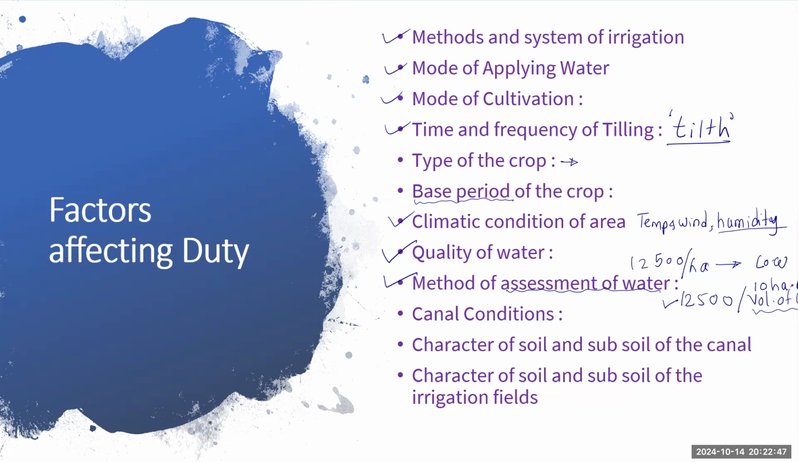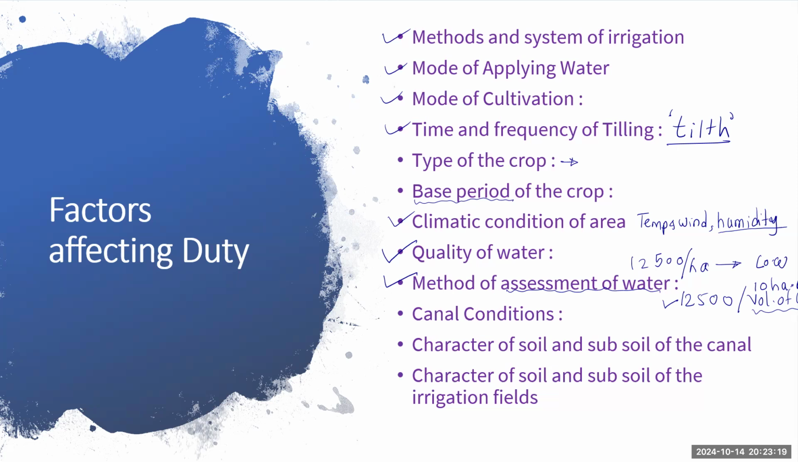If we compare these two systems of irrigation, then in flow irrigation, the length of canal is more, and that's why the duty will be less. Opposite to that, in lift irrigation scheme, the water is lifted by means of rising mains with the help of pipes. So the conveyance losses are less, and that's why the duty will be higher.